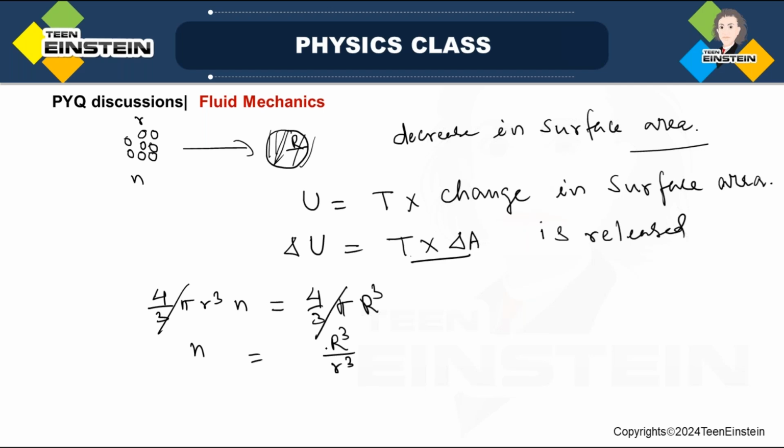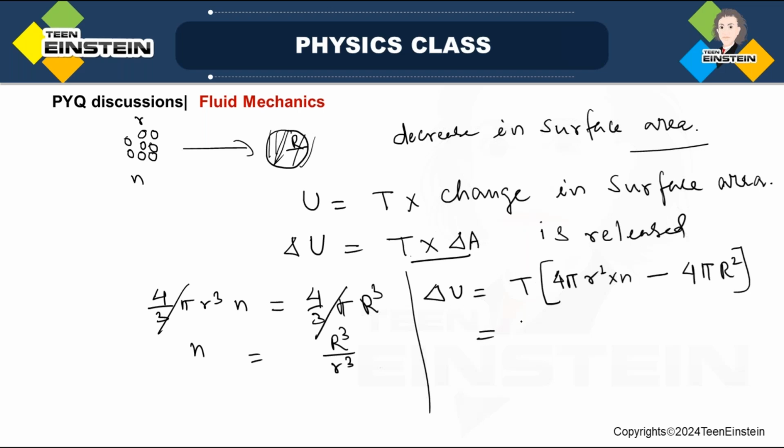So what is the change in the surface area? Let us find out. The change in the energy, or released energy itself, we can write directly: T into change in the area. Earlier we have 4 pi r square into n, and here it is 4 pi capital R square, right? Then this T, let us take this 4 pi out.